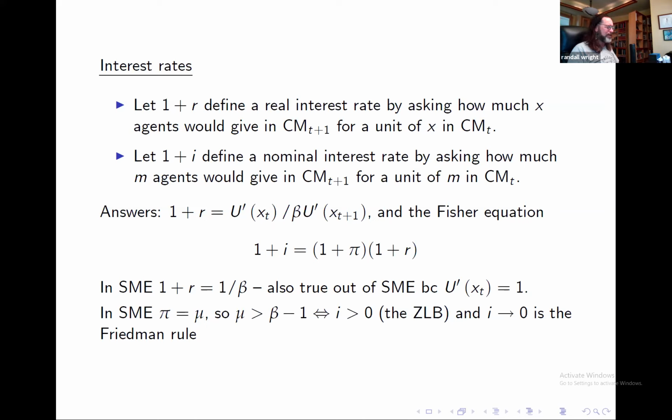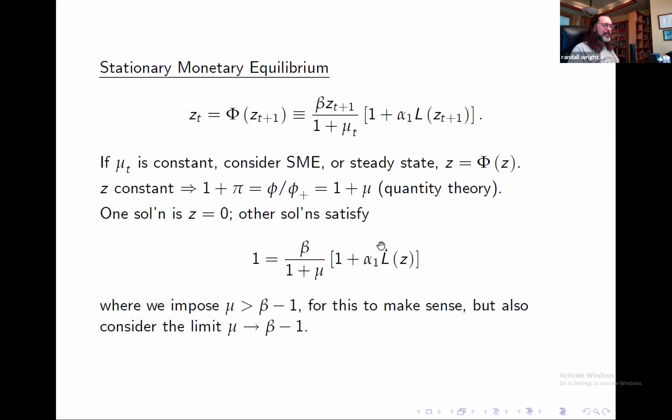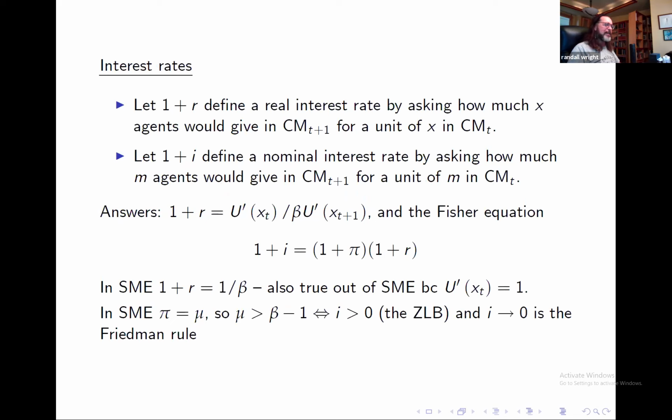So let me put two pieces together using the Fisher equation. In stationary equilibrium, by definition, inflation equals the money growth rate. So I got 1 plus mu here times 1 plus R, that's 1 over beta, okay? So I could replace in my steady state condition here, I could eliminate mu equals pi and then get rid of pi using the Fisher equation, and I get this. This is the solution to the problem.